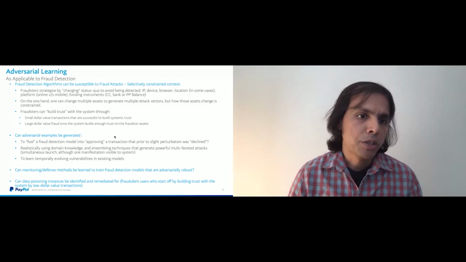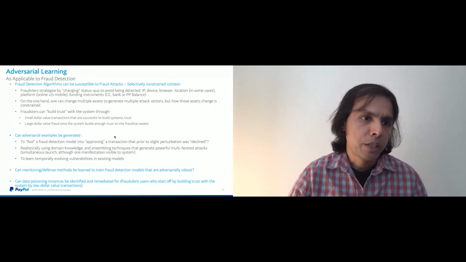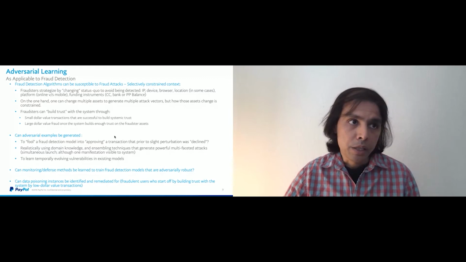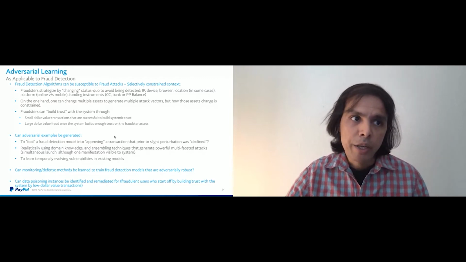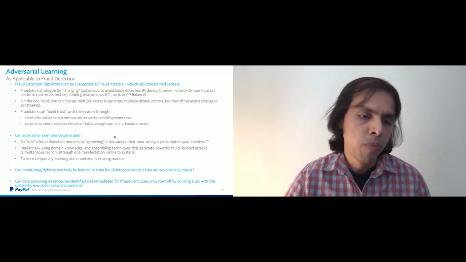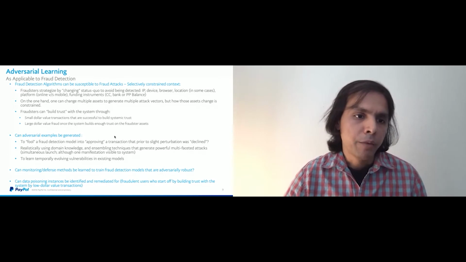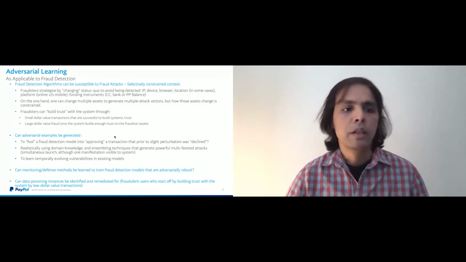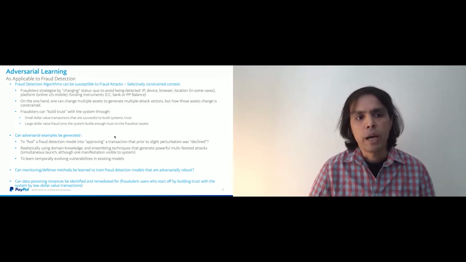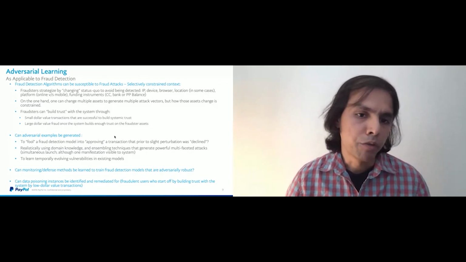The other way is that fraudsters often try to build trust with the system, where they might start off by performing small dollar value transactions that are successful, and this builds systemic trust. For example, the system now starts to trust the assets through which the fraudster is trying to sign in, let's say the IP or the device. And once enough trust is established, the fraudster tries to capitalize by doing a large dollar value transaction, and this ends up being fraudulent.